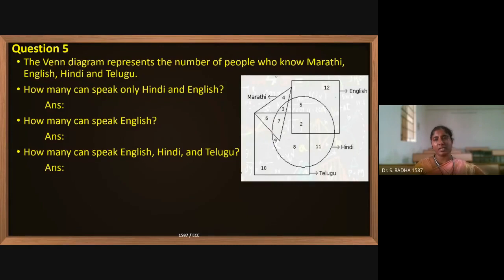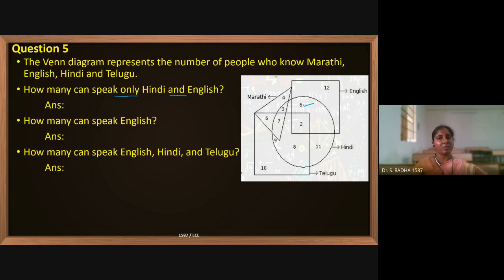So English is here and Hindi is here. They are asking only and only Hindi and English. Other things should not come. This Telugu square should not come. Marathi triangle also should not come. Should not be covered. So this 5 can be the answer, because that is the common region between the Hindi circle and the English square.